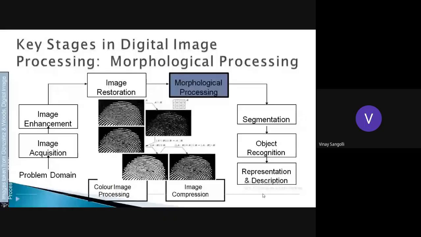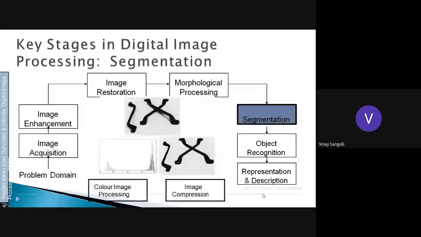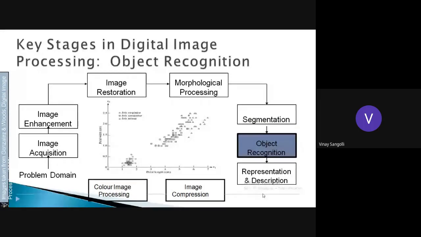Going forward, we also saw morphological processing, how the processing is done, how you do your XOR and all those things. Then next we saw segmentation, how it is done, why segmentation is important, how we can process a digital image with a proper segmentation method, and why segmentation forms a very important part of your image processing. Next, we saw image recognition, that is object recognition.